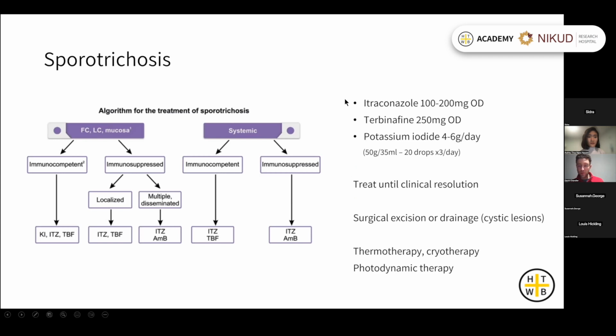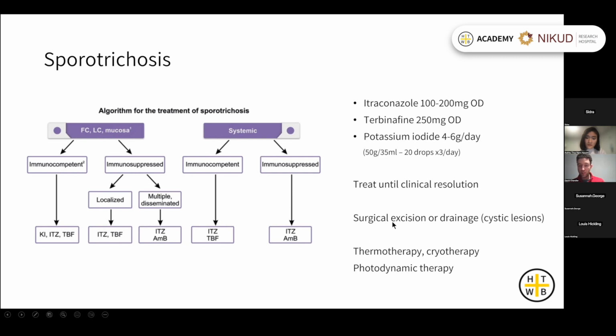For sporotrichosis, the first-line treatment is itraconazole, at a starting dose of 100 to 200 milligrams per day. Terbinafine is a second-line treatment. It also is effective in many cases. And another treatment that's often used is potassium iodide, and that's sometimes easier to access. And there are also surgical approaches.